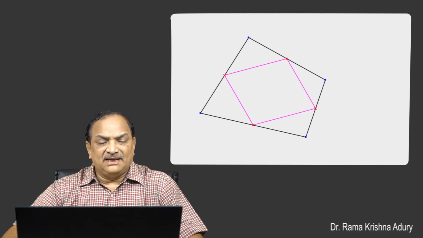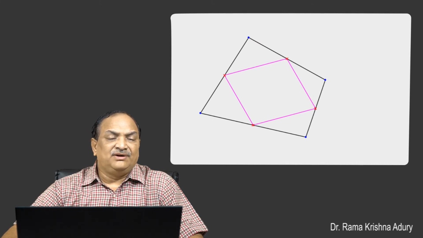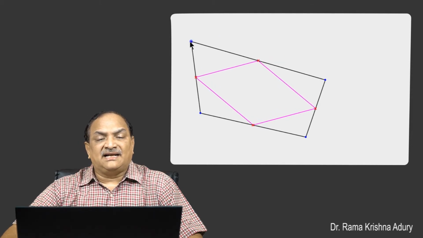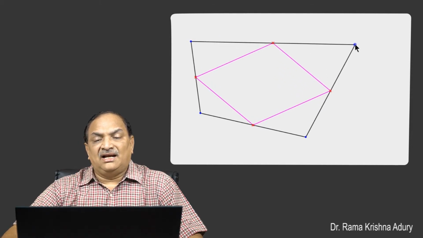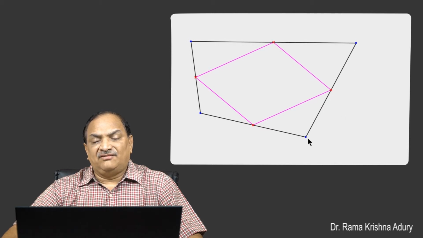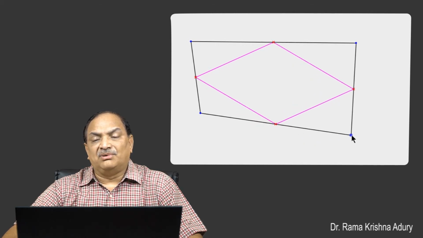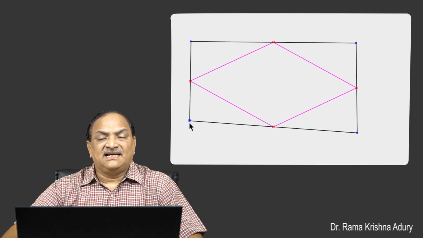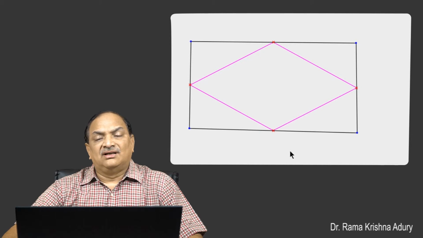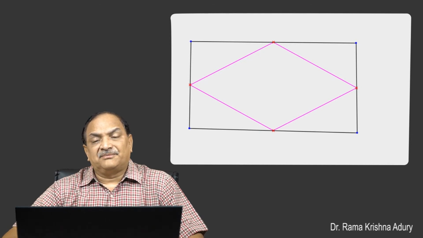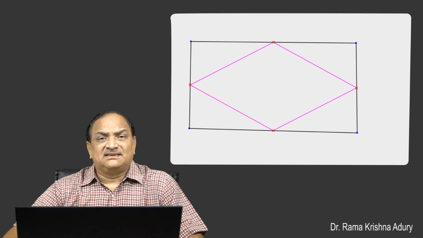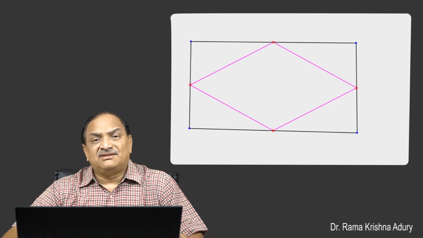Let us take a few cases where we take specific quadrilaterals. Suppose you take a rectangle, and when you take a rectangle, the figure formed is essentially a rhombus. Okay, so you can understand that because the diagonals of this rectangle are equal, and therefore you get a rhombus. And the other way around, if you take a rhombus, the figure formed by joining the midpoints of the sides of a rhombus becomes a rectangle.